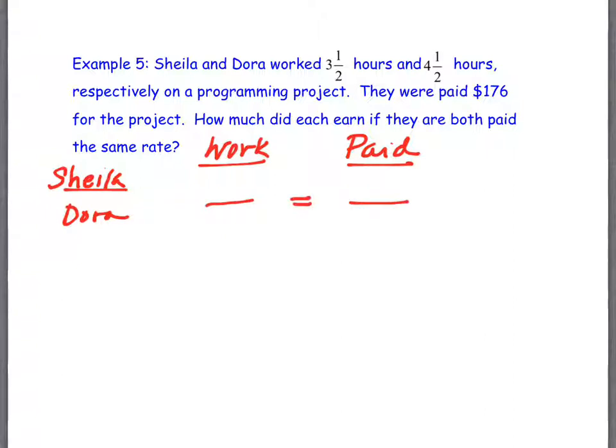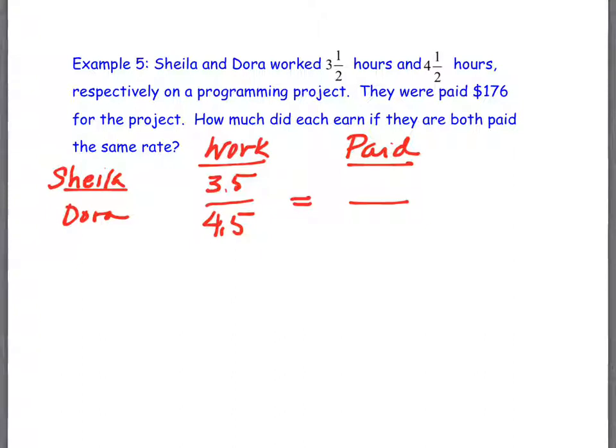All right, so we've got two fractions with the equals between them. So Sheila, how many hours did Sheila work? 3.5. And I'm going to write it as 3.5. You can write it as whatever you'd like for the moment. We're going to be working with it in a minute, and the 3.5 will be a little friendlier to work with. How about Dora? 4.5.